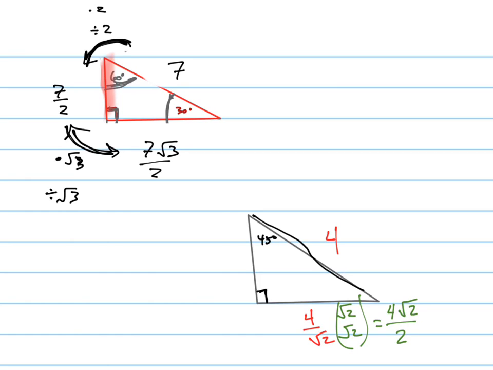But you're not done because 4 and 2 can cancel. So it's 2 root 2. So this is also 2 root 2. Done.